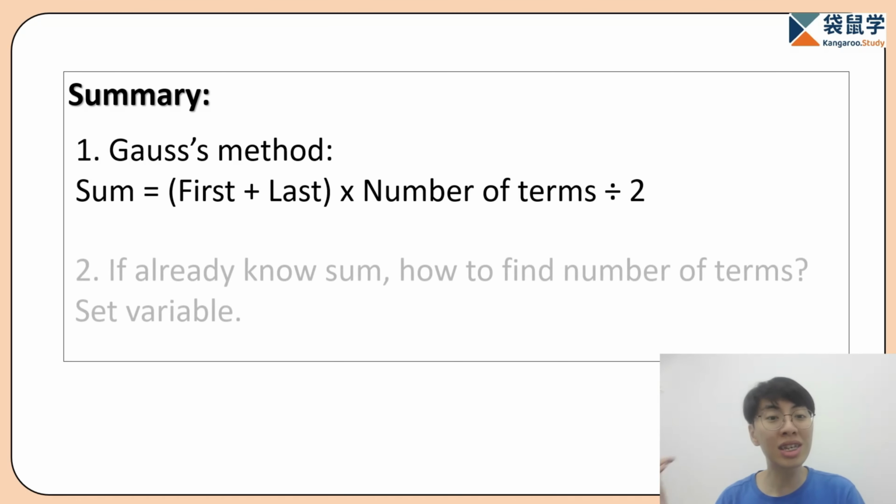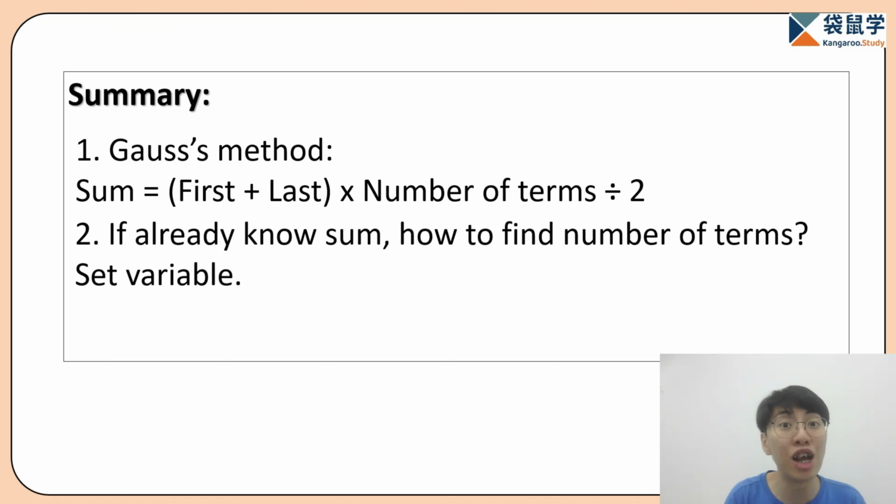And aside from this, at the second part, we realize if we do not have that last term, but we already have the sum, what can we do? Well, we set it as a variable to find the total number of terms. Okay, if we do not have it, then we just set it as maybe x, a variable.